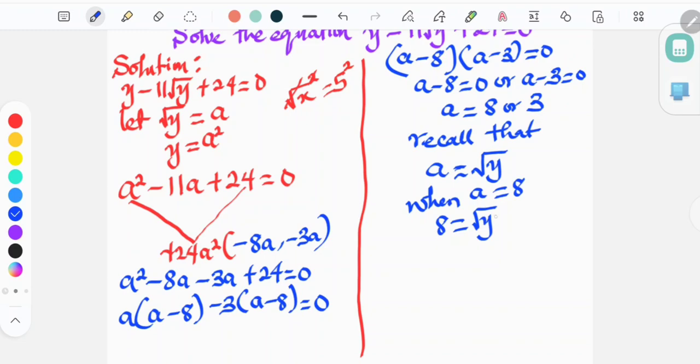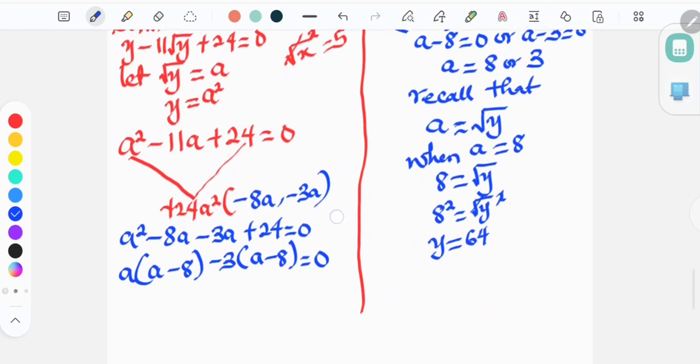So here now we can square both sides. If we square both sides, this is going to give us 8 squared equals square root y squared, and the square cancels. We get y as 64.